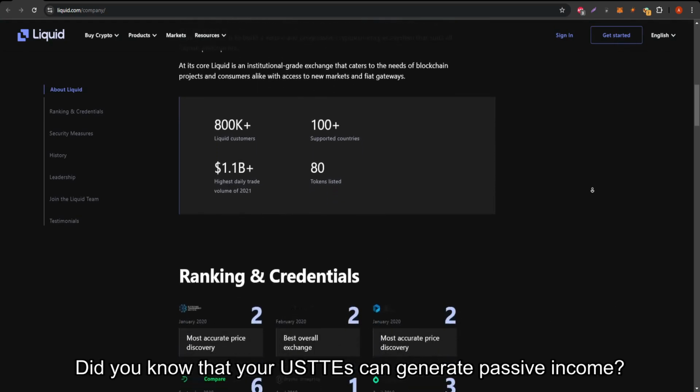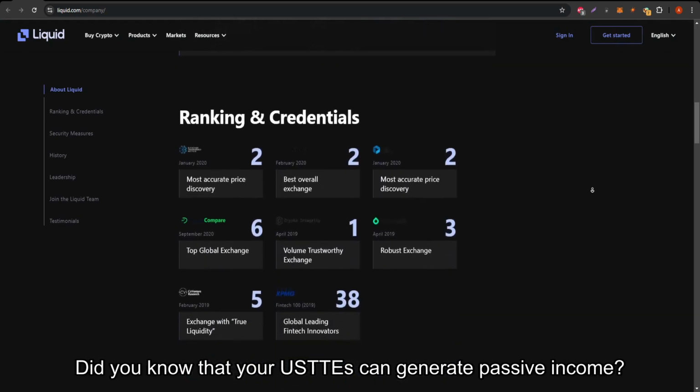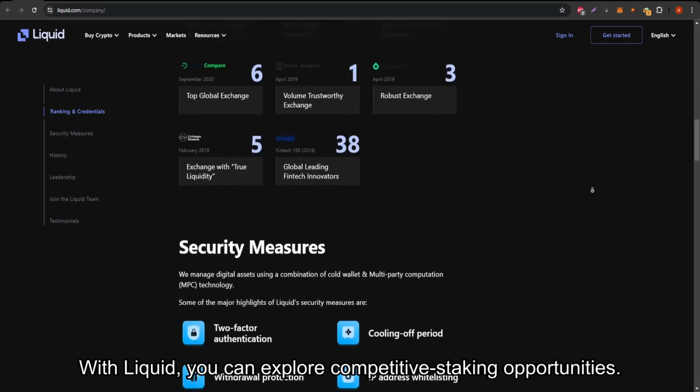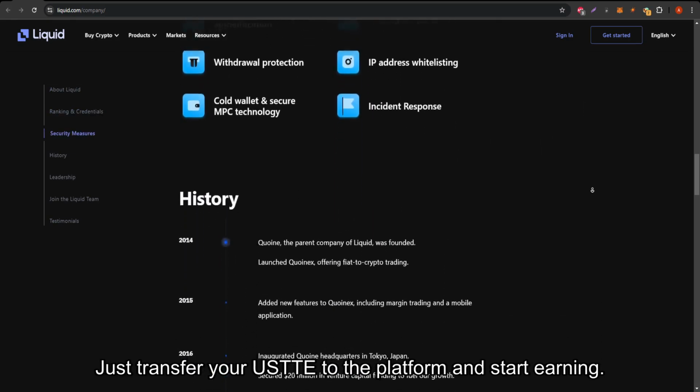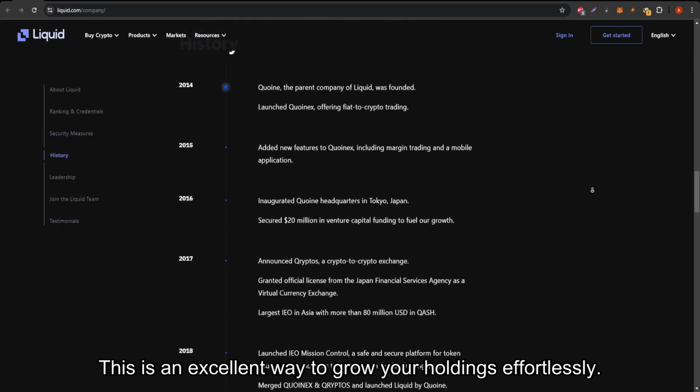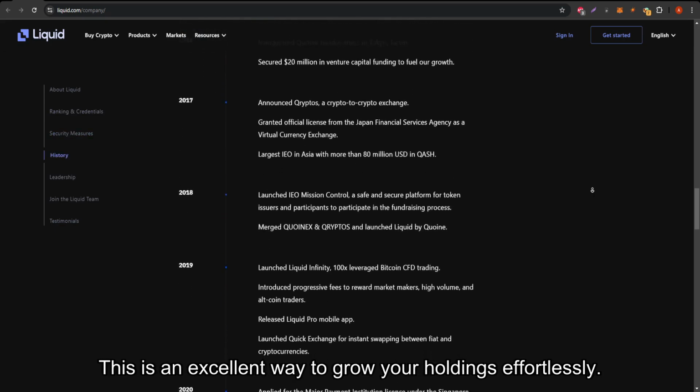Did you know that your USDT can generate passive income? With Liquid, you can explore competitive staking opportunities. Just transfer your USDT to the platform and start earning. This is an excellent way to grow your holdings effortlessly.